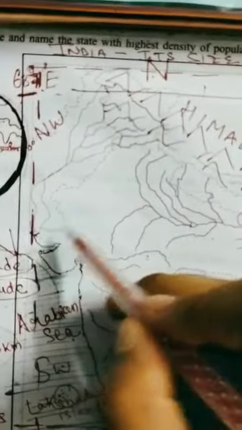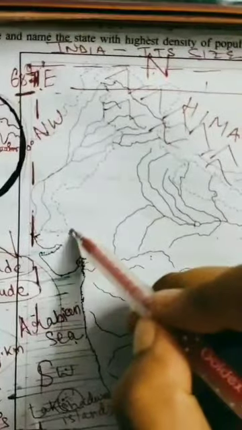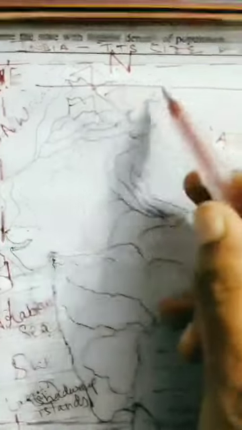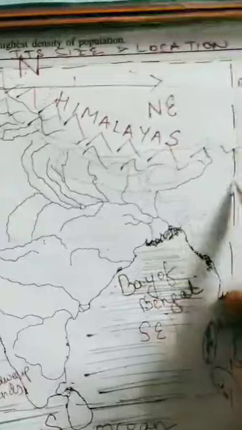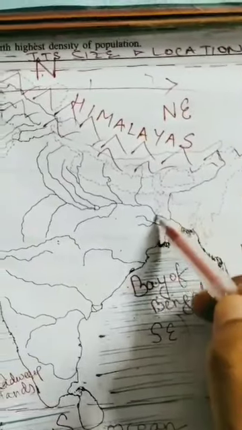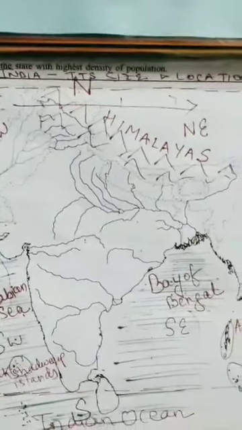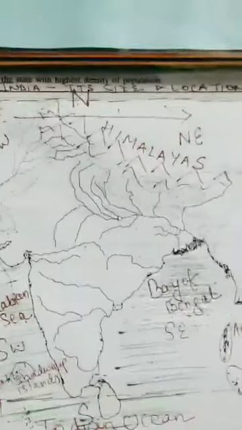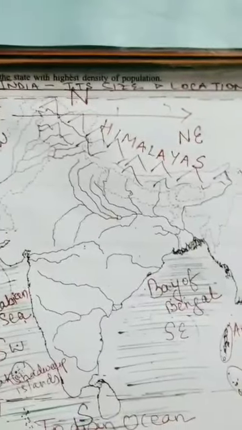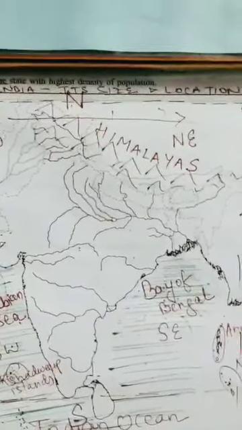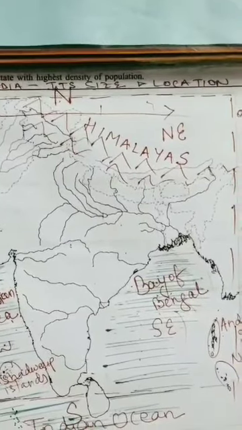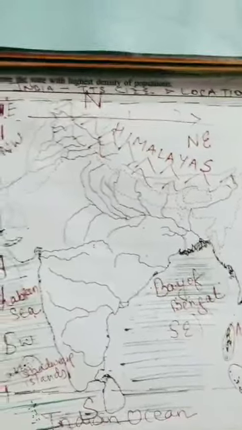Now let us check. Can you see the dotted line here? There are some dotted lines here. These dotted lines indicate the international boundaries with our neighboring countries. We will be discussing the neighboring countries, as well as our location on the earth and its relation to the foreign countries and all such things in our next class.